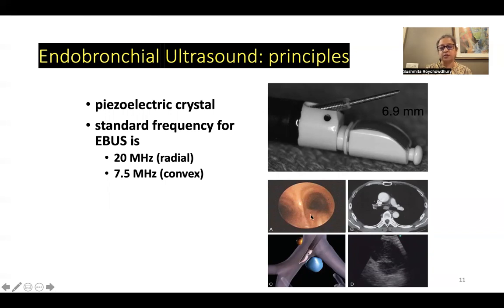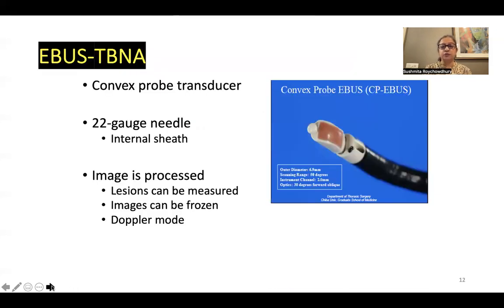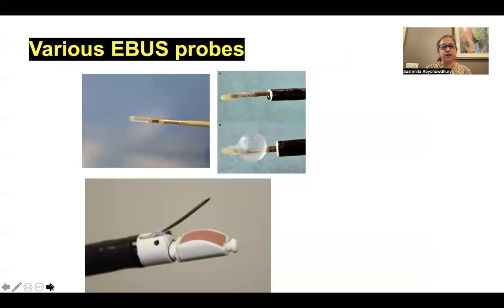As you can see, this is your bronchoscopic image, and this is your CT. And when you look at the EBUS image, it will look something like this. So this is the carina. As you can see, at the carina, there is a lymph node. Just below this is the left atrium. The node above the left atrium is your station 7 or carinal lymph node. Through this, a 22 gauge needle, with an internal sheath, is passed. The image is processed. Lesions can not only be seen, they can be measured, and Doppler mode used to look at the vascularity around it.